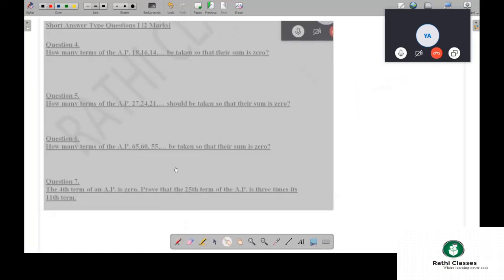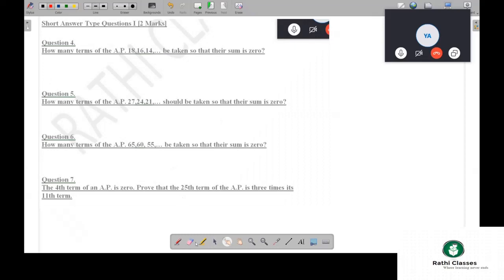Yes. This is of 2 marks. Same approach: the question asks how many terms, that means n is asked, so that the sum is 0, that is Sn equals 0. For Sn, what is the formula? Sn equals n by 2 times bracket 2a plus n minus 1 into d. You know a is 18. Do you know the common difference? Which is 16 minus 18, that is equals to minus 2.